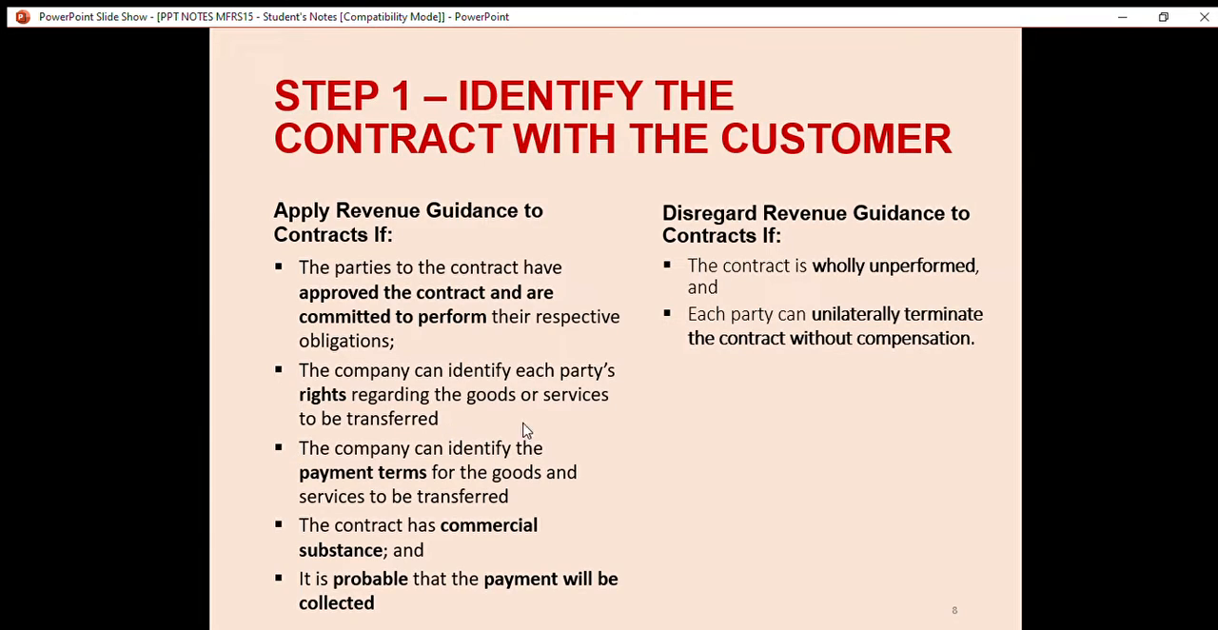Third, the company can identify the payment terms for the goods and services to be transferred. Fourth, the contract has commercial substance. What is the meaning of commercial substance? It means there must be an inflow and outflow of cash in the contract, and it is probable that the payment will be collected by the seller. And the revenue guidance shall be disregarded if the contract is wholly unperformed and each party can unilaterally terminate the contract without compensation.